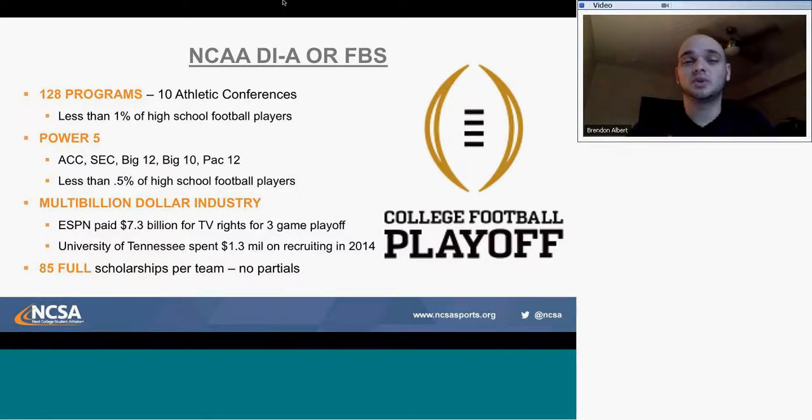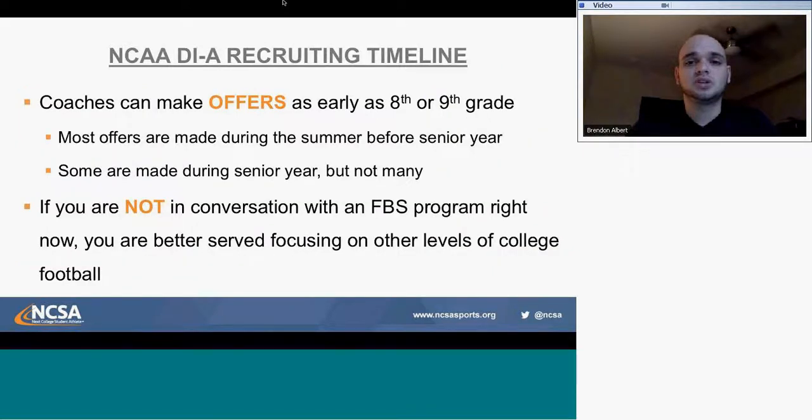But Division I-A, quick recap here: it's the only division of college football that offers that full-ride athletic scholarship, with 128 of these programs across the country. Next, take a peek at timelines. Coaches can make these offers as early as 8th and 9th grade.